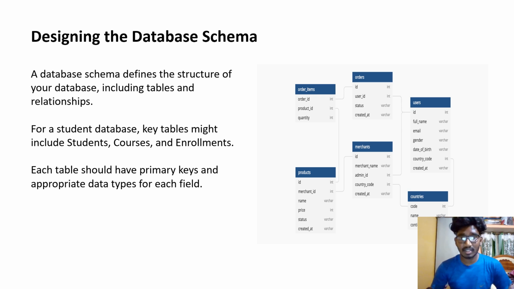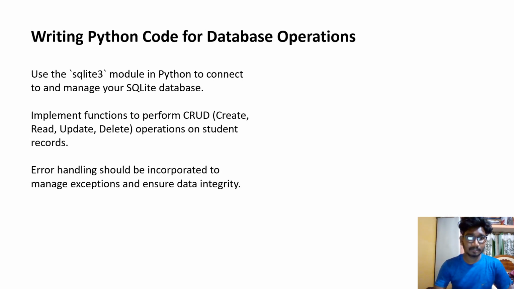So you can see that the order is mentioned with ID, user ID, status, created, as well as product. You can see that in products there are ID, merchant ID, name, price, status, created. So let us move on to the next topic.